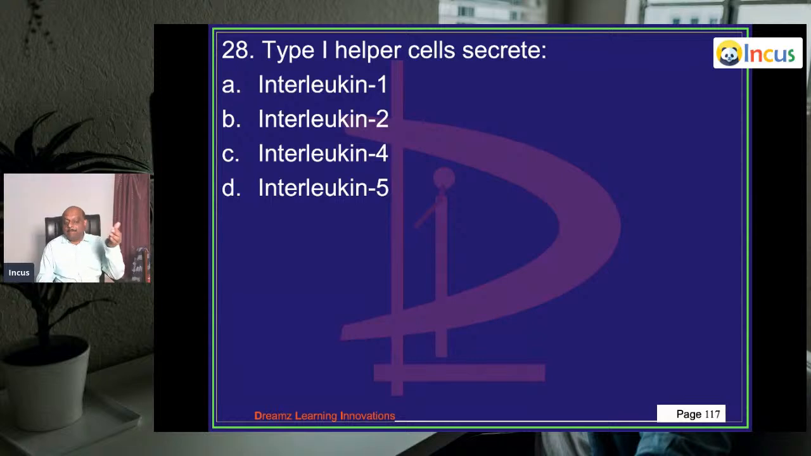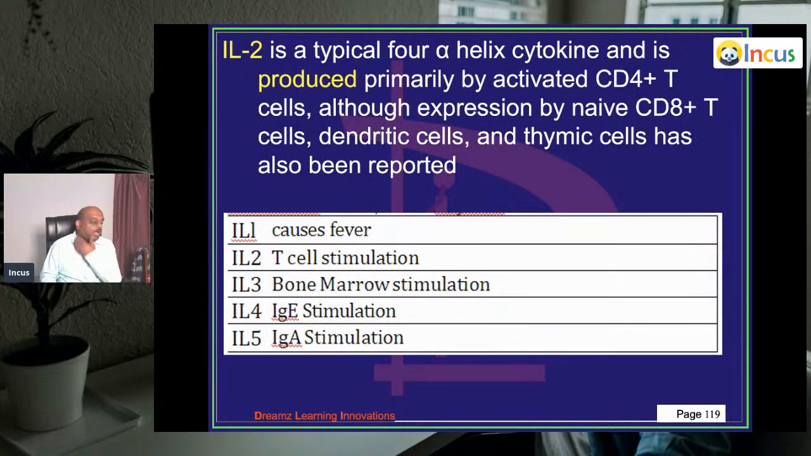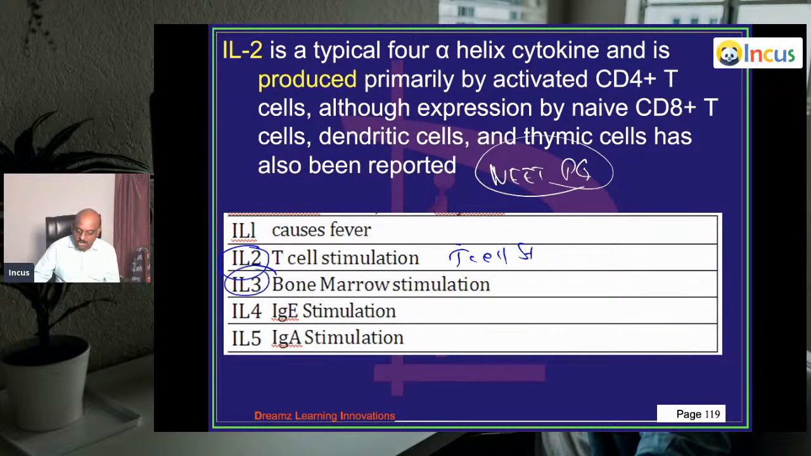Now, type 1 helper cells, they secrete interleukin 2. All these interleukins, doctor, this is another important topic. Tomorrow's NEET PG, one question on interleukin will come, you will remember this. Interleukin 1 causes fever. Interleukin 2 causes T cell stimulation. Interleukin 3 causes bone marrow stimulation. Interleukin 4 causes IgE stimulation. Interleukin 5, IgA stimulation. That's what you need to remember.